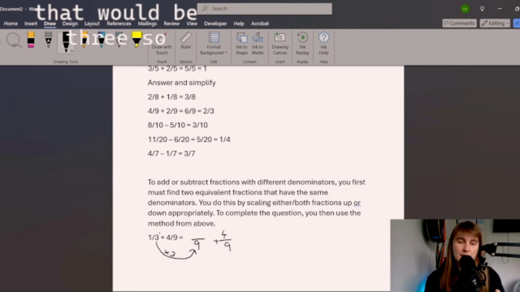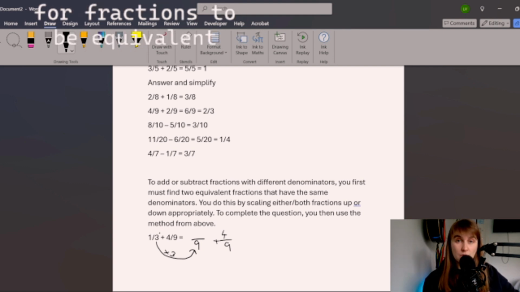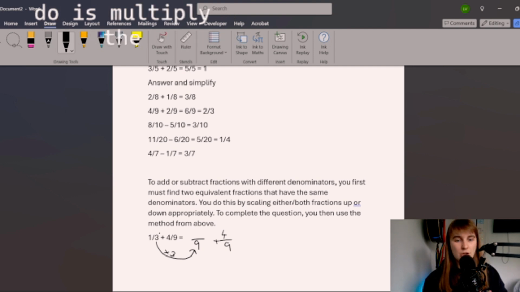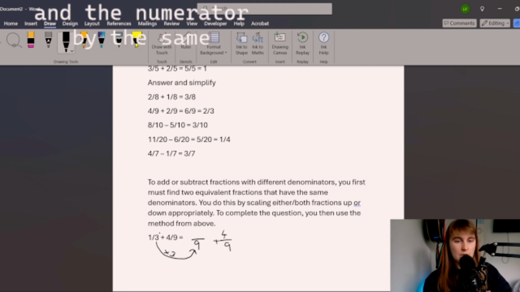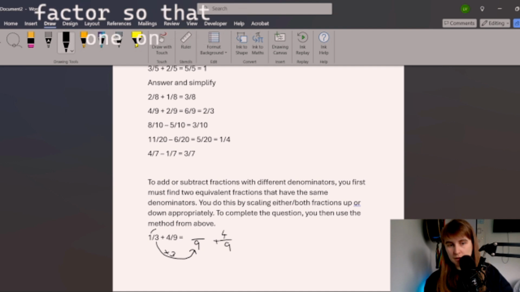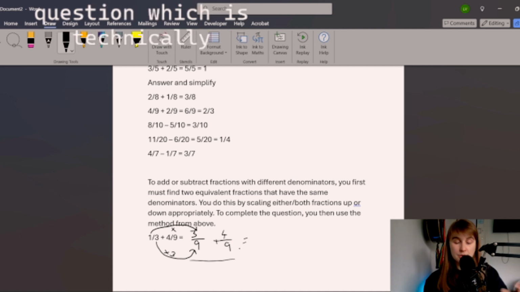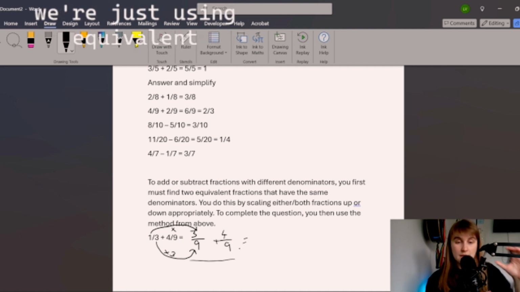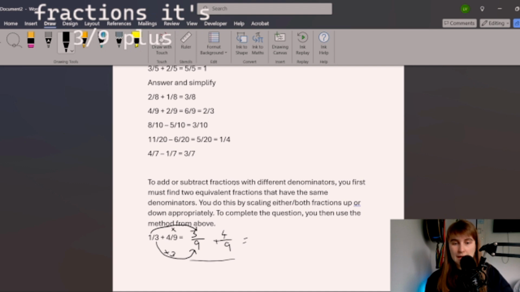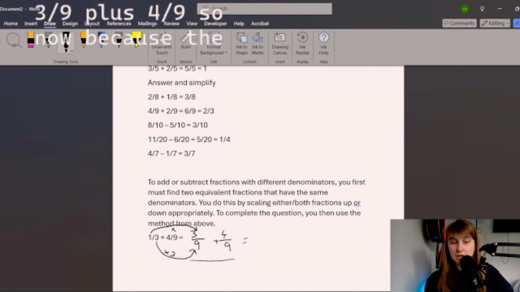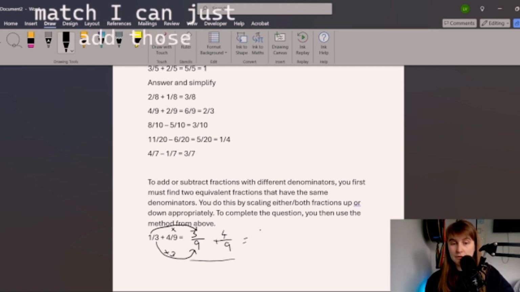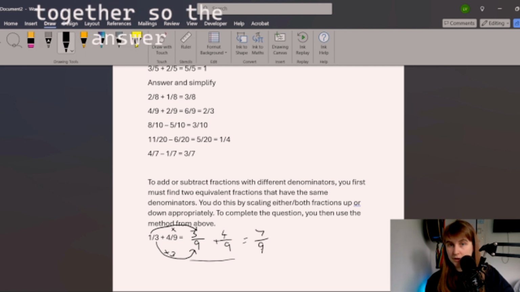In order for fractions to be equivalent, you need to multiply the denominator and the numerator by the same scale factor. So that 1 on top of my third is also going to have to be multiplied by 3, which means that 3/9 is equivalent to 1/3. My new question, which is technically the same question, we're just using equivalent fractions, is 3/9 plus 4/9. Now because the denominators match, I can just add those numerators together. So the answer is 7/9.